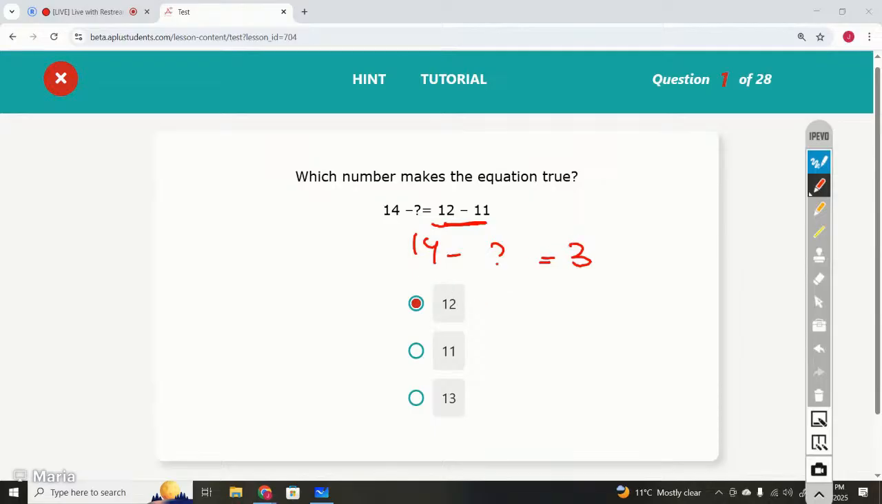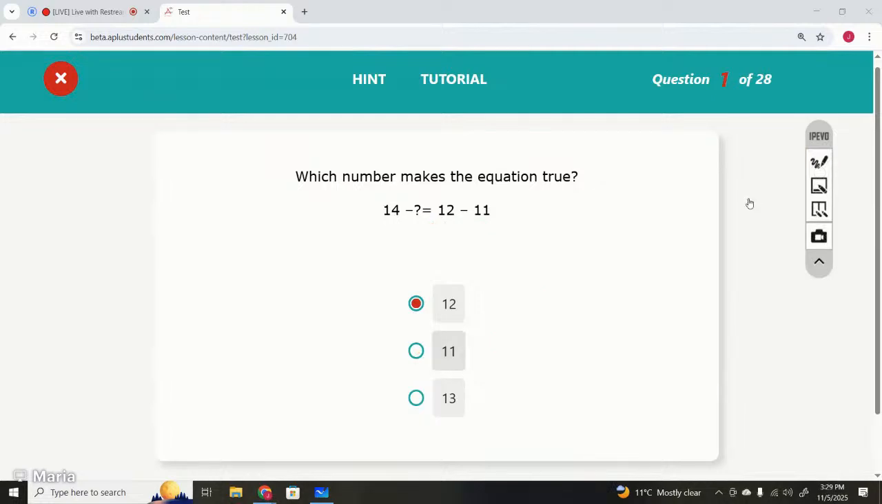You can do the question two ways. You can use the options given, start subtracting them from 14 one by one and see which one makes 3, right? Like 14 take away 12 is 2. 14 take away 11 equals 3. So option number 2 is the correct option. Got it?